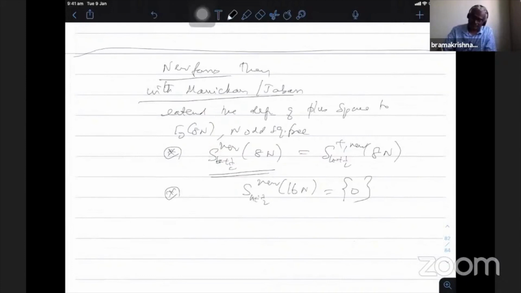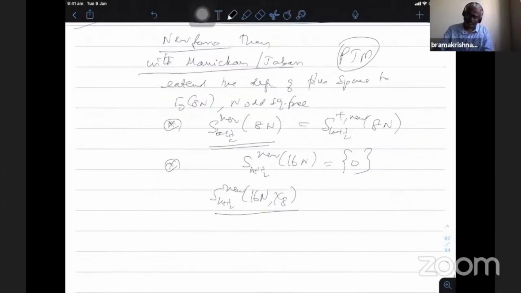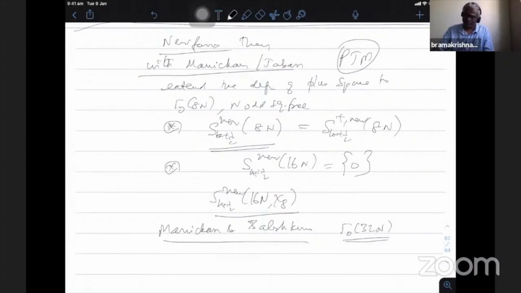There is no newform space of level 16n, and we have only the new space of level 16n with character chi_8. Then we studied some decomposition of all these spaces. This appeared in the Pacific Journal of Mathematics. Later on, the newform theory for 32n with characters was developed by Manikam and Balesh, for Gamma_0(32n), I think, with characters. This appeared in JNT, I suppose. So this is about the newform theory.